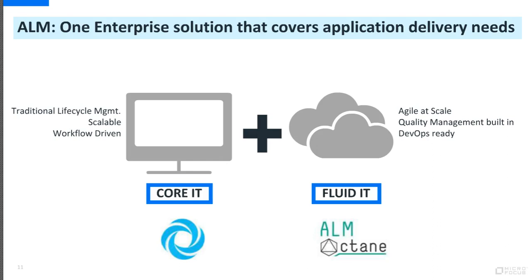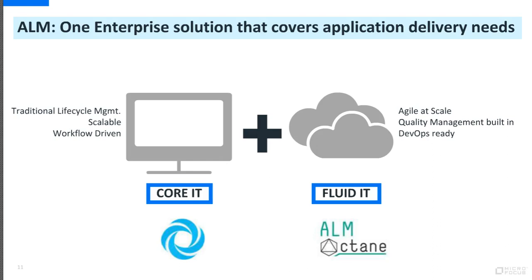This is a point that I don't want to belabor, but it's again very important. In enterprise application delivery projects, you have components where you can start off with an agile at the team level. It could be agile at scale. You need quality management to be built in, and you're looking at CI/CD, which is continuous integration and continuous deployment, as the direction in terms of just the delivery for those applications. A category called Fluid IT, we look at ALM Octane as the product or the platform that is going to enable you to do that.